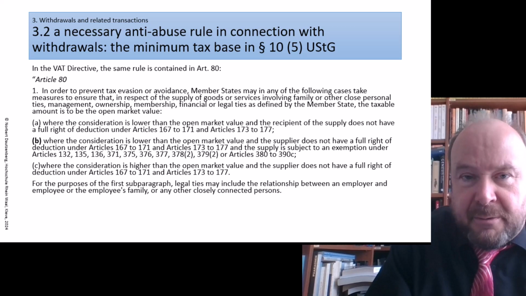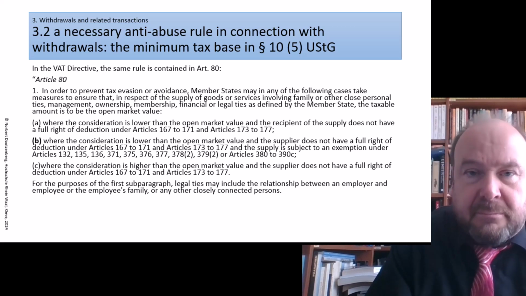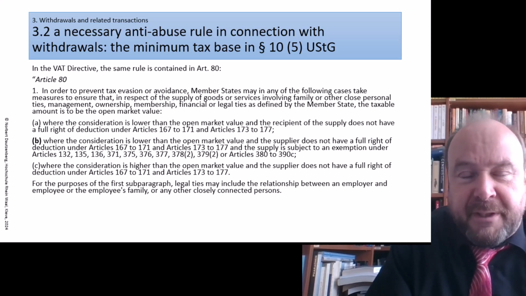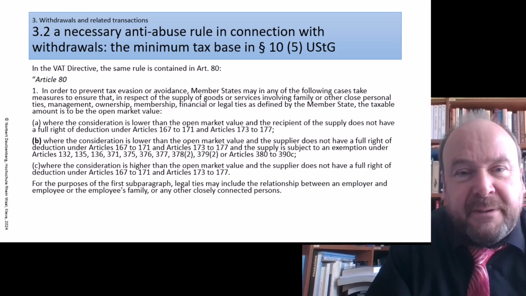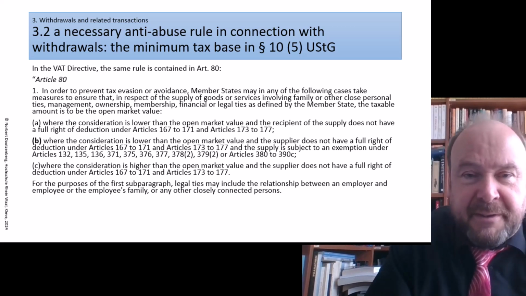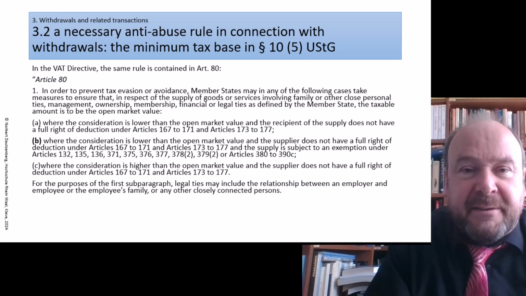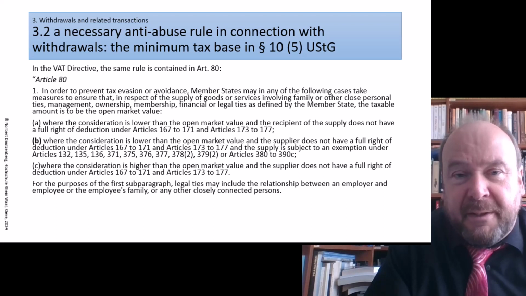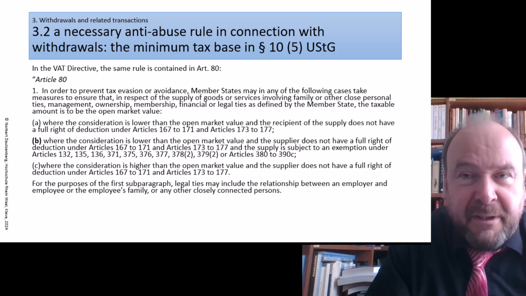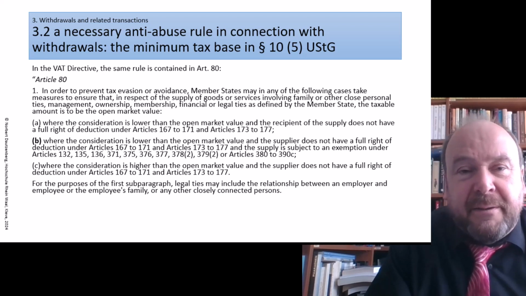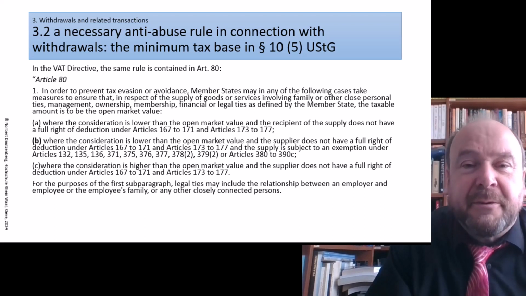You can also take into account that an employer and an employee might have a close personal relationship, so giving advantages to employees and family members of employees also can qualify for the application of the minimum tax base. That makes sense because the minimum tax base is a countermeasure against avoiding the withdrawal taxation by setting a small price of €1 or €10.